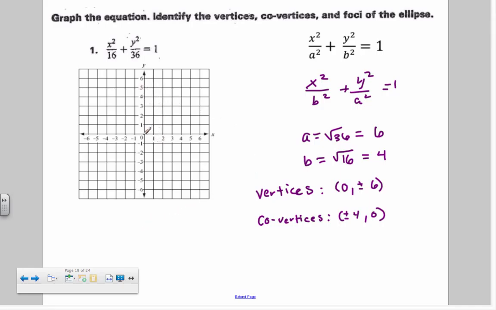So I can plot those right away. My vertices are 0, comma 6, and 0, comma negative 6. My covertices are 4, comma 0, and negative 4, comma 0. I can already see the shape of my ellipse taking shape, kind of how it's going to look. The next thing I need to look at is the foci of the ellipse.